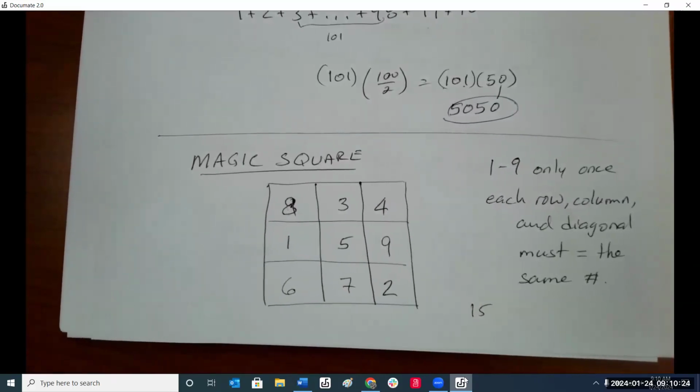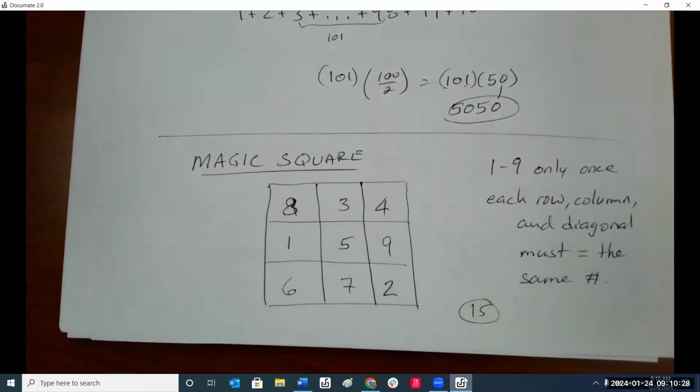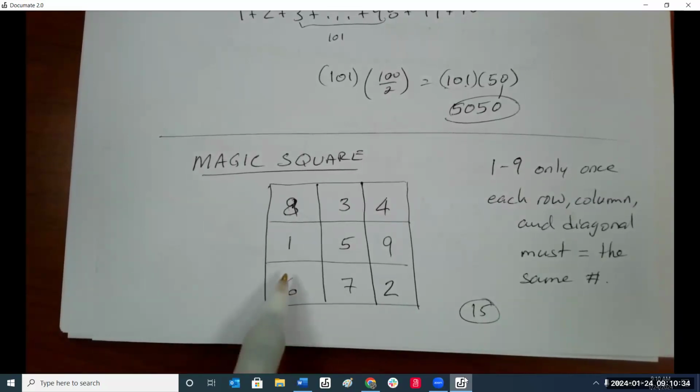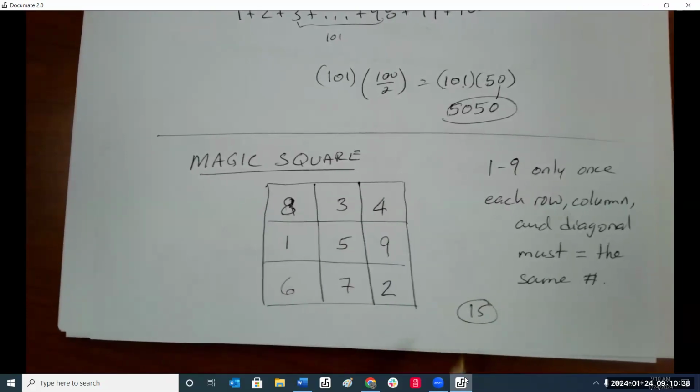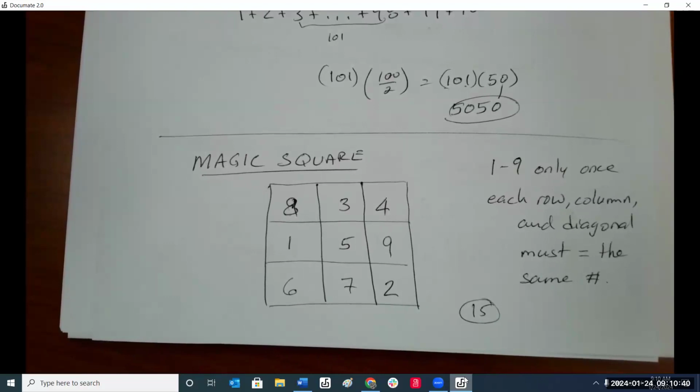Normally, the way this is done is I'd give you a blank square and I would tell you that the sums are 15. You would have to start with a blank slate and figure out the numbers. But I'll just give you some numbers. I'm trying to find some other ones here. Oh, here's one.